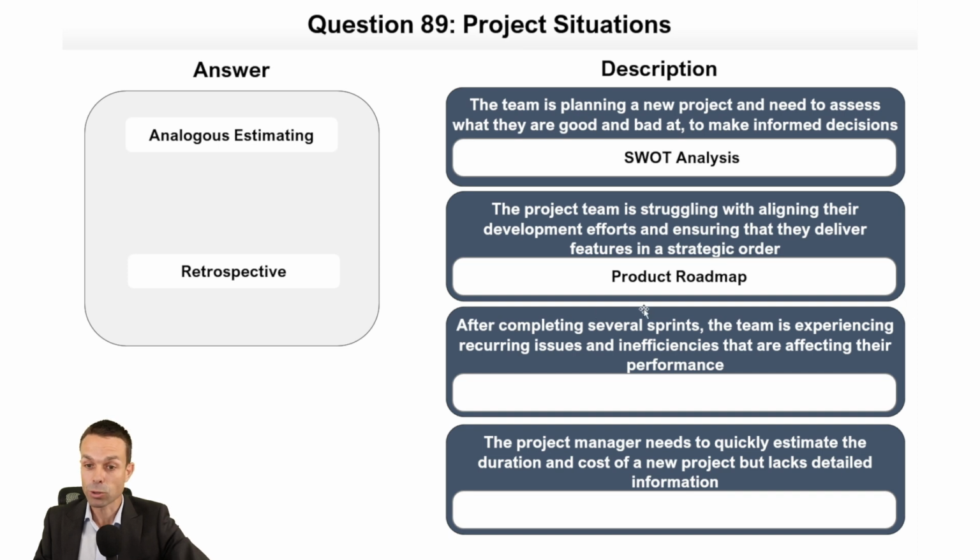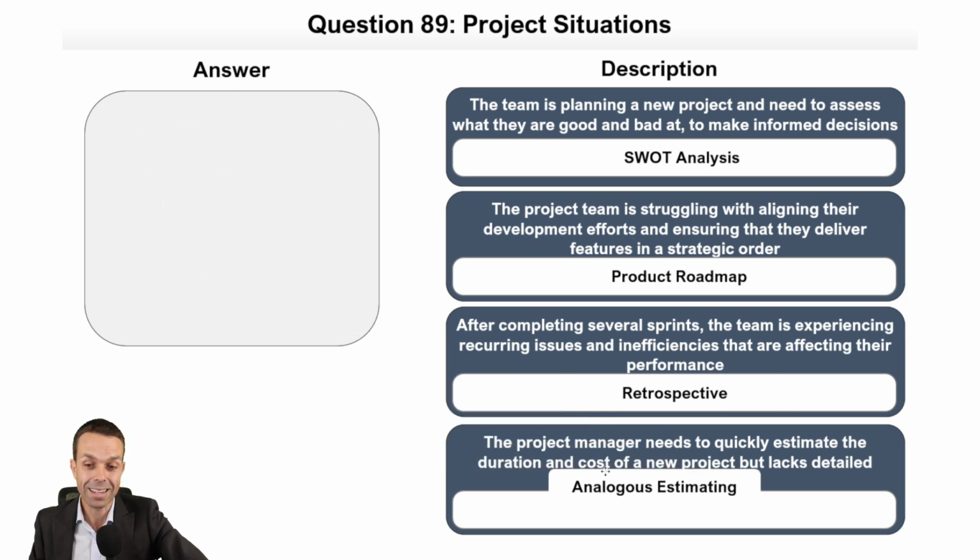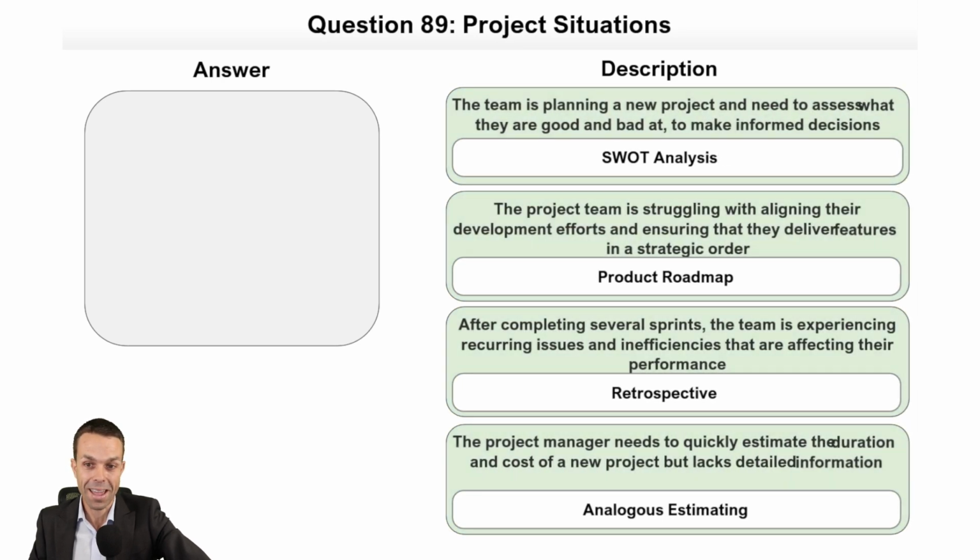After completing several sprints, the team is experiencing recurring issues and inefficiencies that are affecting their performance. Let's use a retrospective to check in on the work and improve our process if we can. The project manager needs to quickly estimate the duration and cost of a new project but lacks detailed information. We can use an analogy, a similar item or a similar project to estimate quickly. And there we go. Those answers are correct.